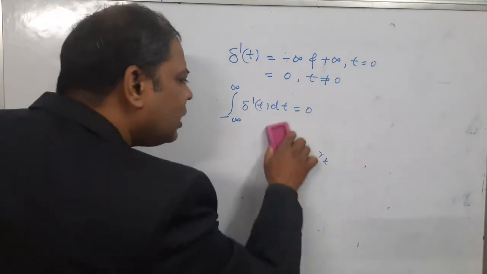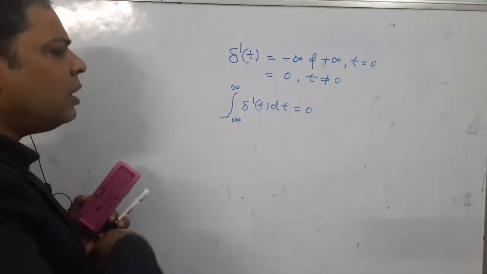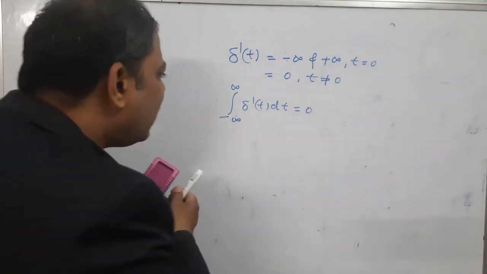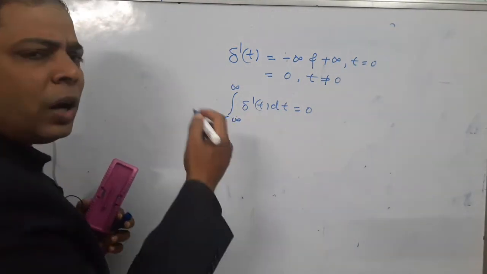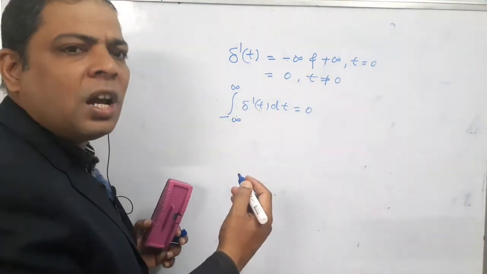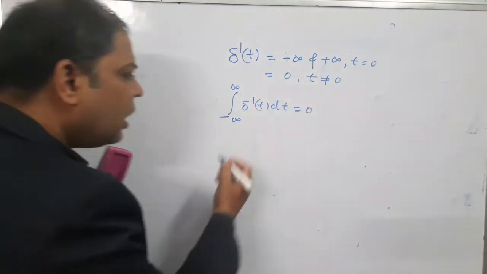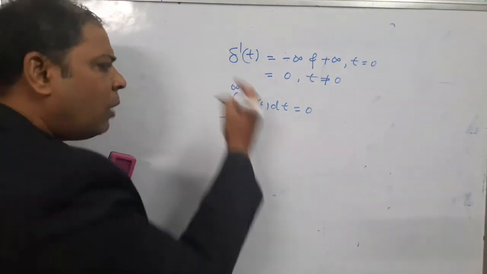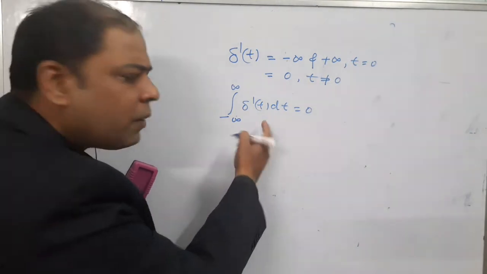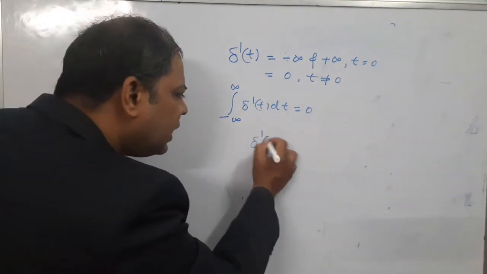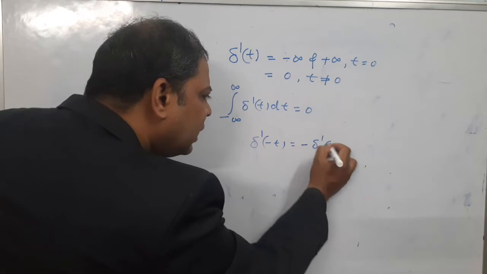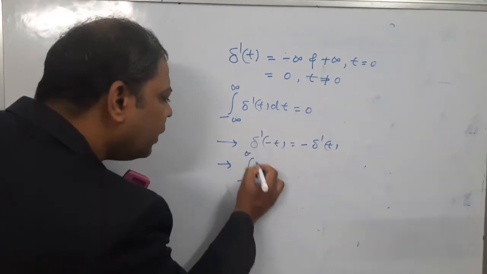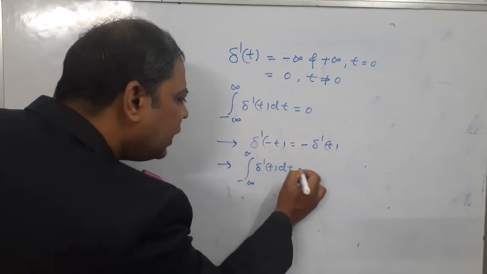So this is the definition of a doublet function, and how to sketch it I have also told, and the area under this doublet function is equal to 0. I have also discussed three important properties of the doublet function. One property is that the doublet function is an odd function, del dash minus t is equal to minus del dash t. This is the first property. Another property is that the integration from minus infinity to infinity of del dash t dt is always equal to 0.